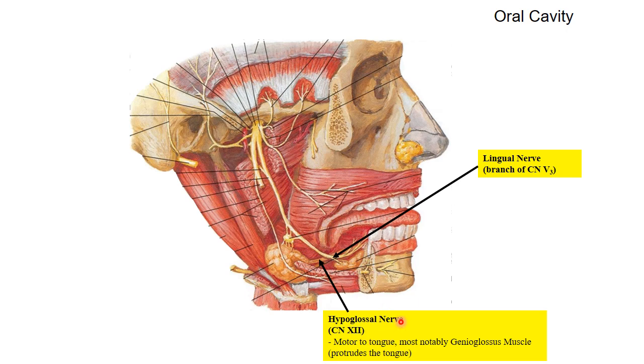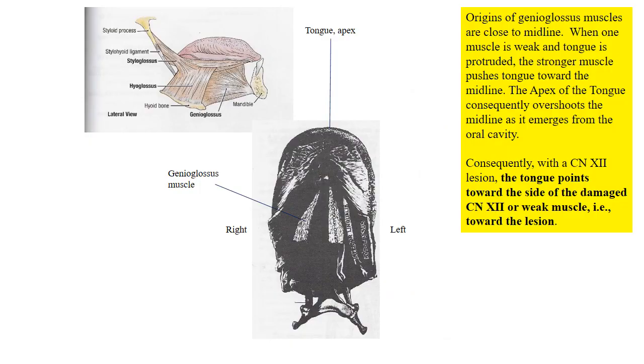Okay, hypoglossal nerve is motor to the entire tongue, most notably the genioglossus, okay, which protrudes the tongue, except for one muscle, the palatoglossus muscle. That's the only exception. Okay, again, clinically, the most significant muscle is the genioglossus because that's the muscle that sticks the tongue out. All right, so let's look a little bit at the dynamics of how the genioglossus muscle works.